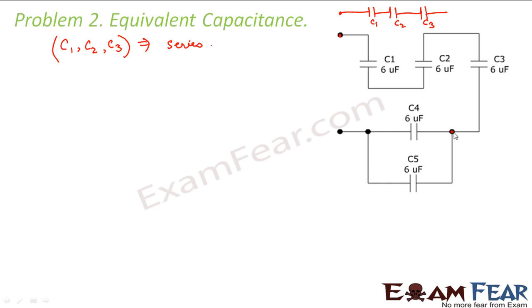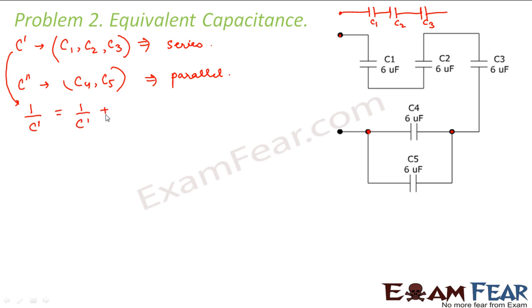What about this point? If you look at these 2 points, they are the starting and the ending points of C4 and C5. That means C4 and C5 make a parallel combination. So let us say the equivalent capacitance for this is C dash, and the equivalent capacitance for this is C double dash. First let us calculate C dash. For series combination, 1 by C dash is equal to 1 by C1 plus 1 by C2 plus 1 by C3. Let us put the values: 1 by 6 plus 1 by 6 plus 1 by 6, which is equal to 1 by 2. Therefore C dash is equal to 2 microfarads.